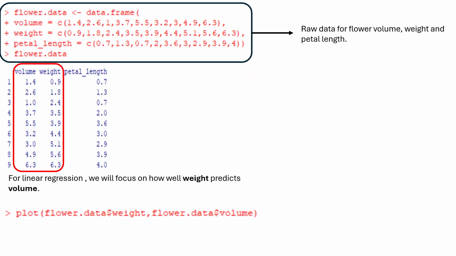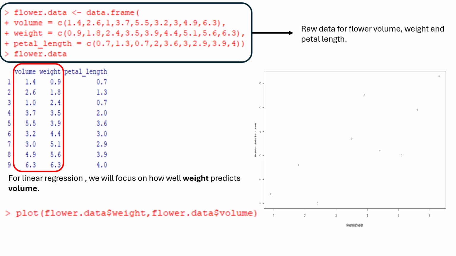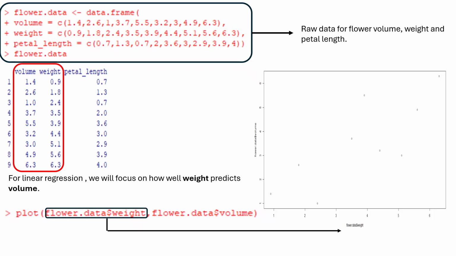So we give this command, we start with plot, plot would be the command, we give these brackets, and these are the axes of the graph which we are going to get. We type this command, and as soon as we press the enter button we get this graph, and here you can see that the weight of the flower is denoted by the x-axis, and the volume of the flower is denoted by the y-axis.